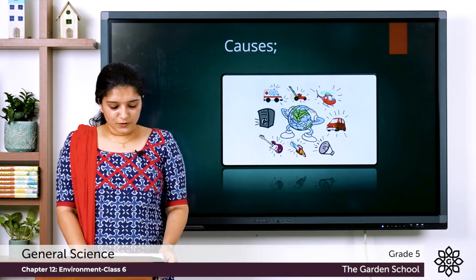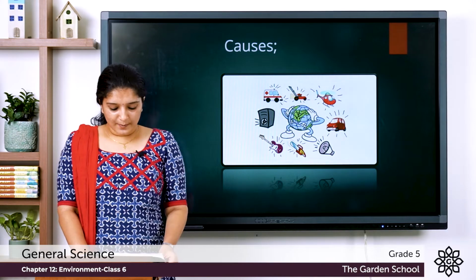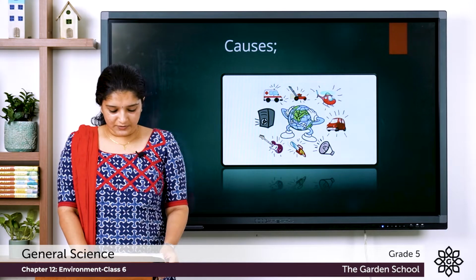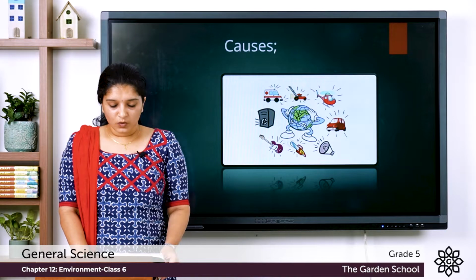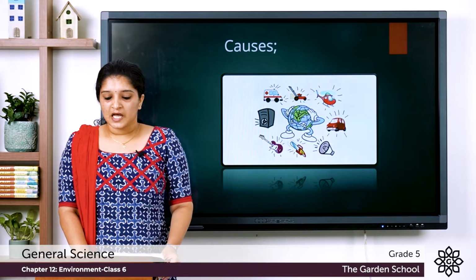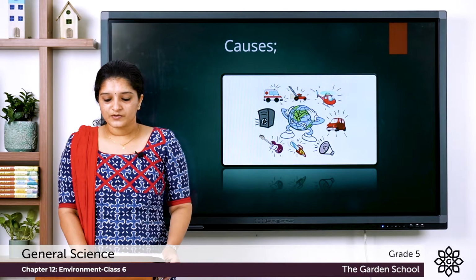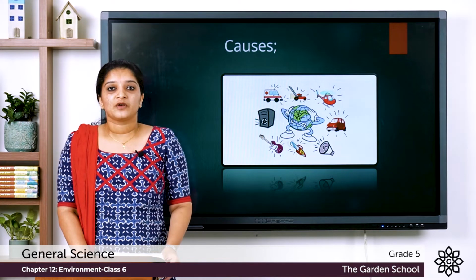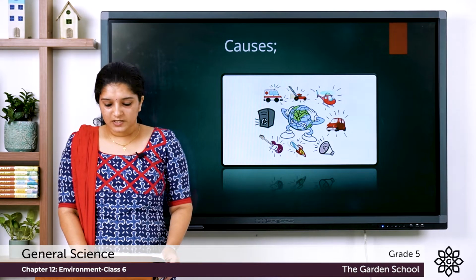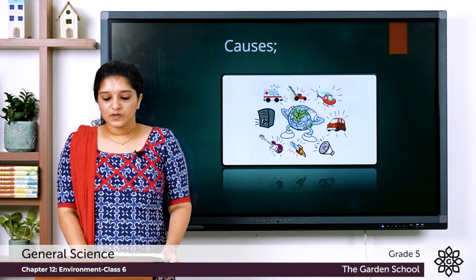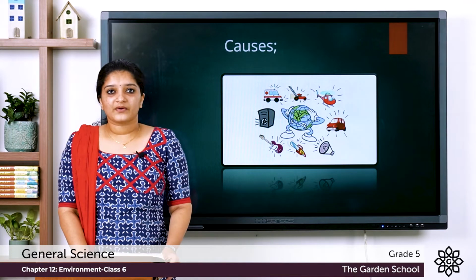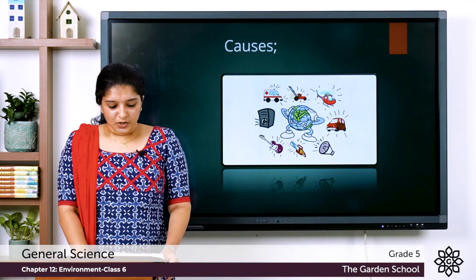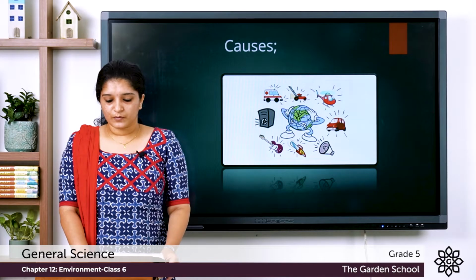So the causes of noise pollution include the noise caused by motor vehicles, trains, aircraft, etc. The continuous use of horns mainly at traffic signals, the unchecked use of loudspeakers or music at events and public meetings, the bursting of fireworks during festivals and celebrations, and the last one is the loud noises made by machines in factories and construction sites. So these are the causes of noise pollution.